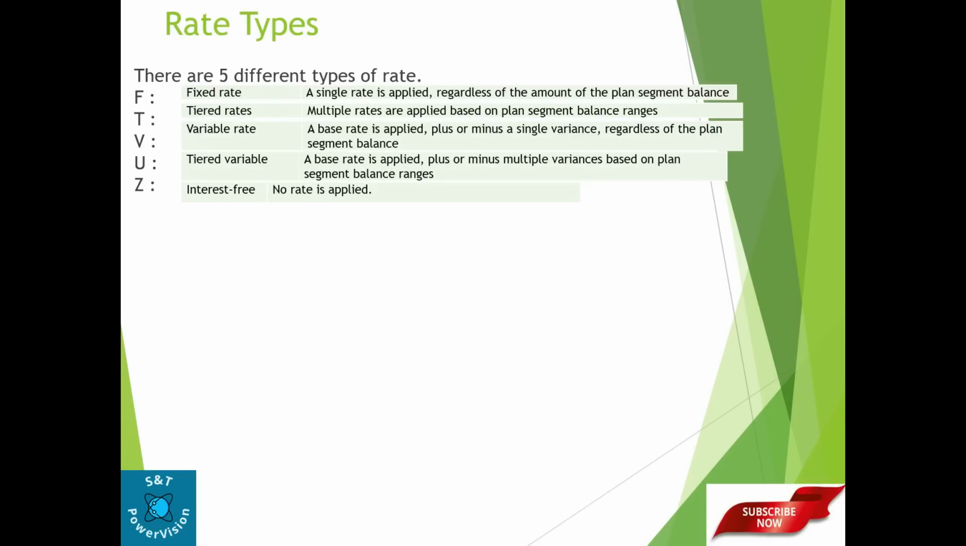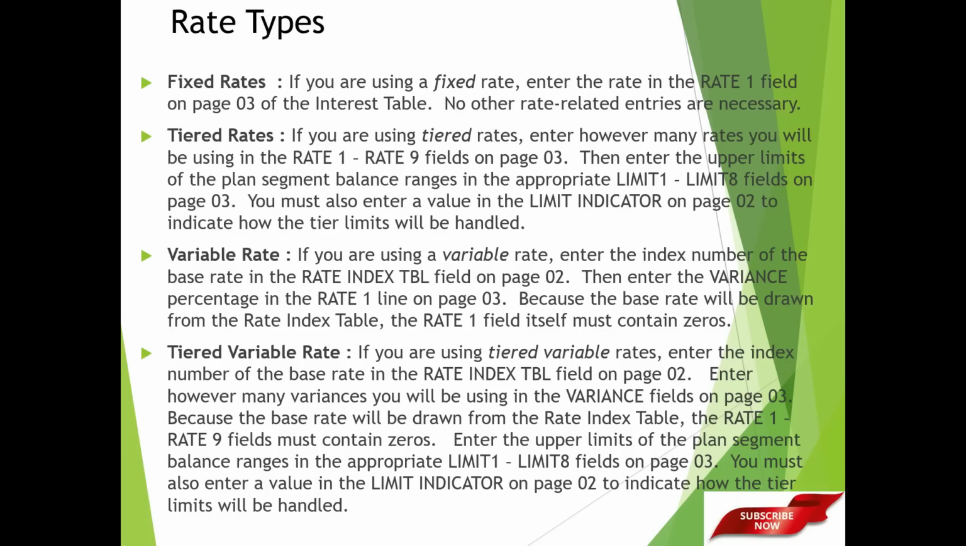Here, there are 5 different types of rate. Fixed means fixed rate. A single rate is applied regardless of the amount of the plan segment balance. T means tiered rate. Multiple rates are applied based on the plan segment balance ranges. V means variable rate. A base rate is applied plus or minus a single variance regardless of the plan segment balance. U means tiered variable. A base rate is applied plus or minus multiple variances based on plan segment balance ranges. Z means interest free. No rate is applied here.